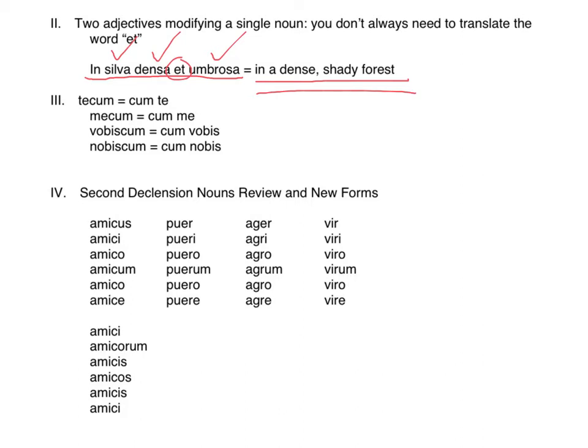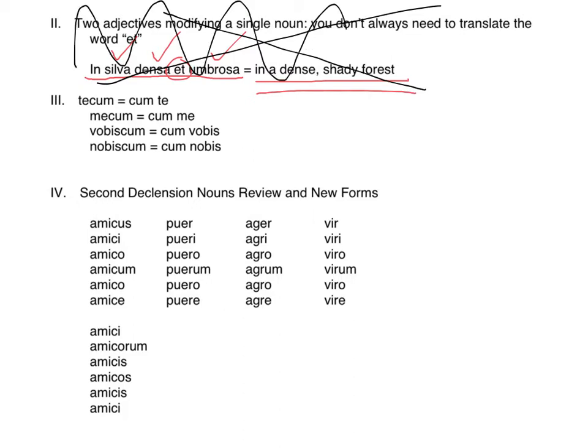This is not a rule that you need to really memorize. It may sound better when you translate it at times, but don't go crazy trying to memorize this rule. It's not crucial to your translation or understanding of Latin. It's a good suggestion, but it's not something to memorize.